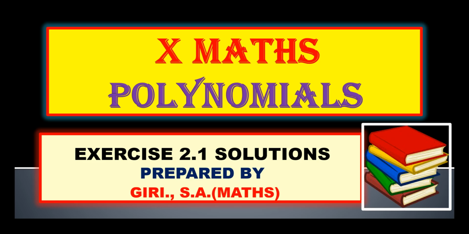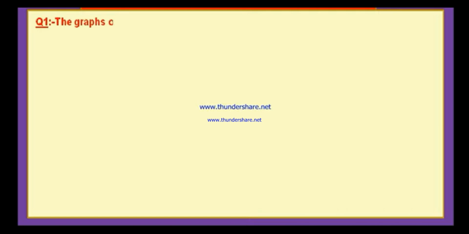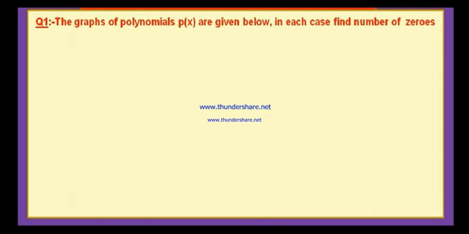This is the first question of exercise 2.1 and the chapter Polynomials. Look at question number 1. The graphs of polynomials p of x are given below, and in each case find the number of zeros. I shall repeat. The graphs of polynomials p of x are given below. In each case find the number of zeros.